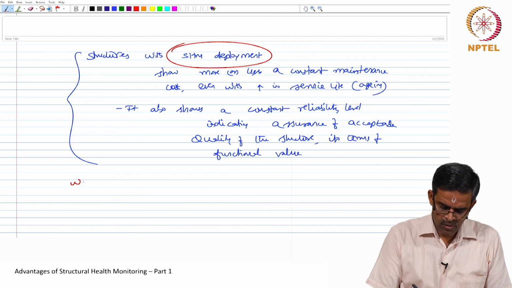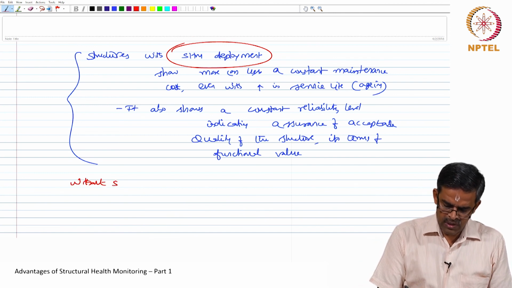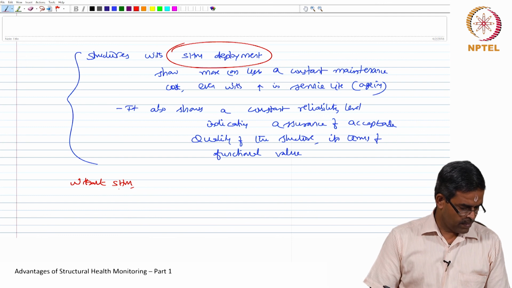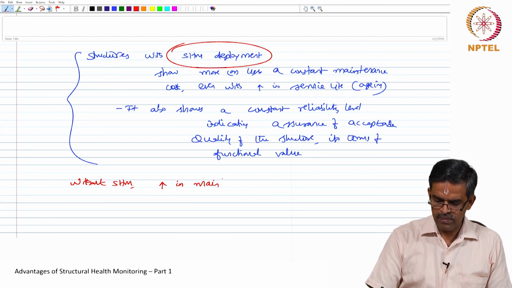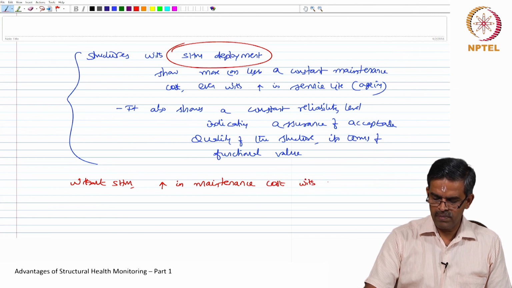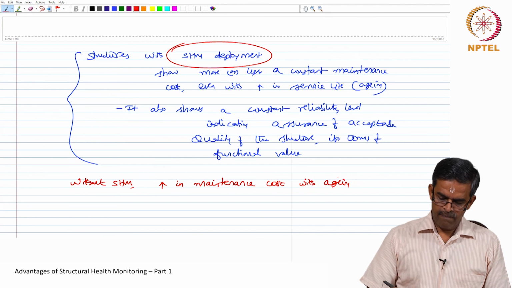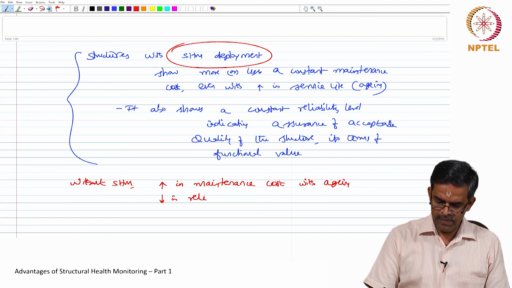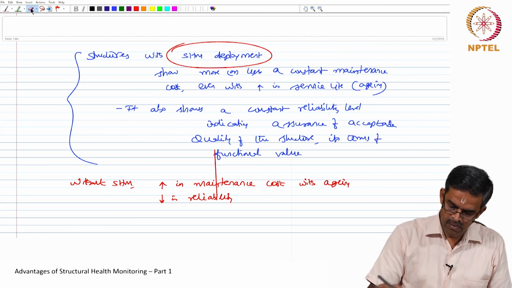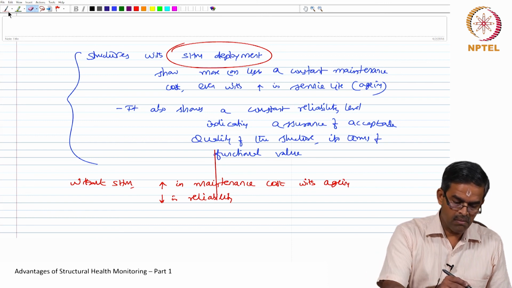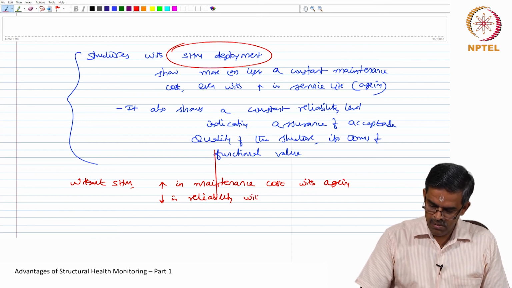Of course, without SHM, there is increase in maintenance cost with aging, and there is decrease in reliability with aging.